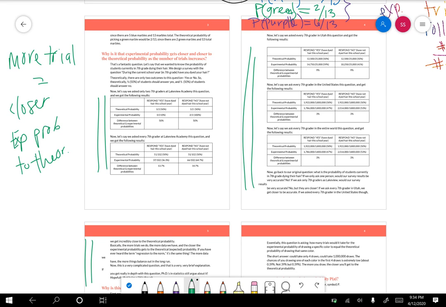I would suggest reading through this example though. It'll kind of explain it a little bit better, and it uses the example of what if we wanted to know the probability of students currently in 7th grade dyeing their hair? Okay, so it might be a little interesting there.